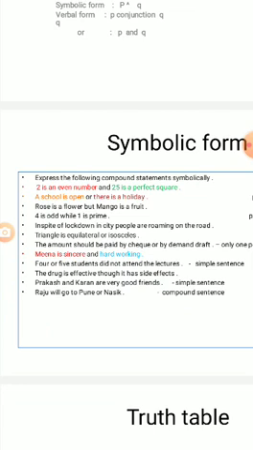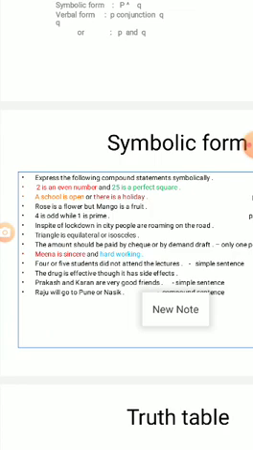A school is open or there is a holiday. This means either school is open or there is a holiday. So either-or means it is a disjunction of P and Q. School is open stands for P and there is a holiday means Q. So the given compound statement can be written in its symbolic form as P or Q.